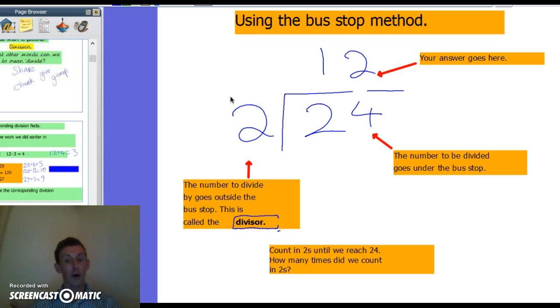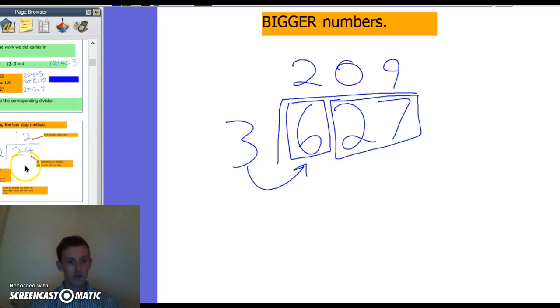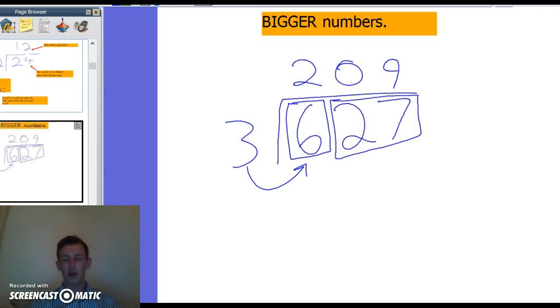So for that we use our boxing hands. Okay, so hold up your boxing hands, and we're going to count in twos until we get to 24. We have 2, 4, 6, 8, 10, 12, 14, 16, 18, 20. 10 twos are 20. Put them down, but I have to remember I've got 10. 11 twos, 22, and 12 twos are 24. So that means I put my answer on top of the bus stop. So 12 twos equals 24. We won't look at bigger numbers just now.